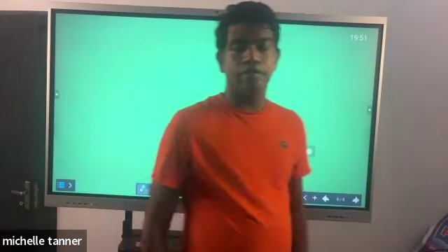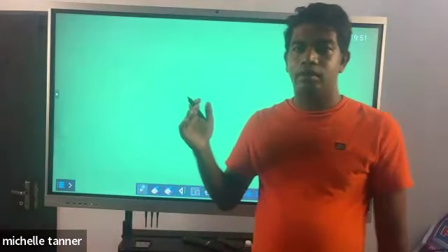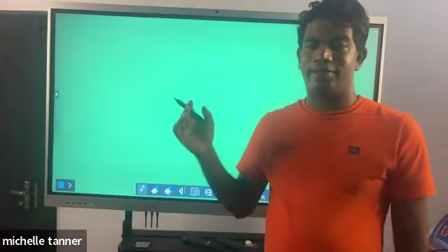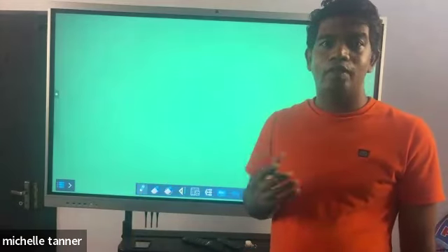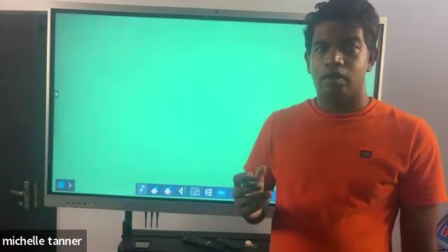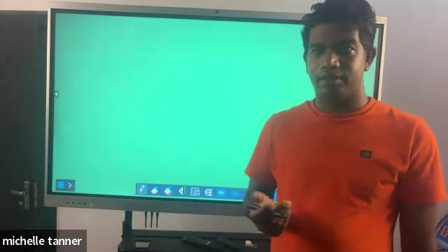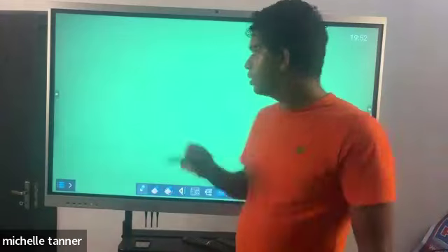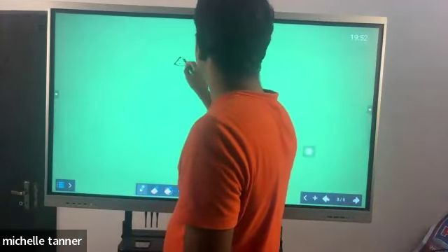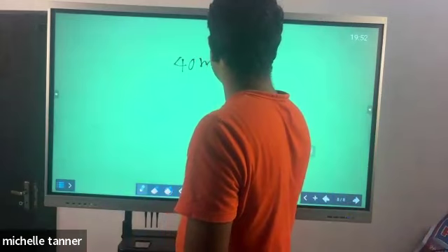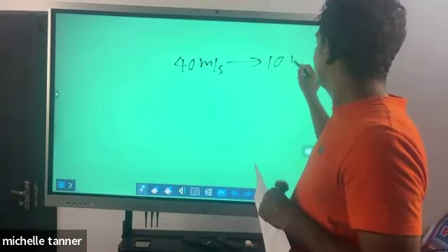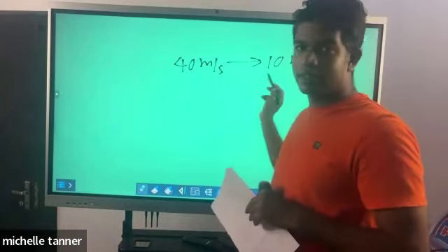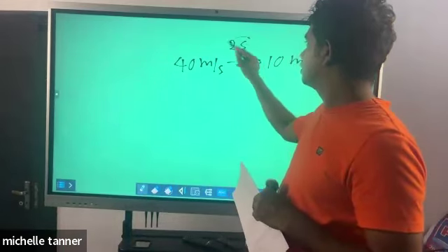The next one: if the velocity increases with time, that is an acceleration. Now, if velocity decreases with time, that is a negative acceleration or deceleration. For example, take an initial velocity of 40 meter per second. After a few seconds, the velocity becomes 10 meter per second. The velocity decreases during 2 seconds.